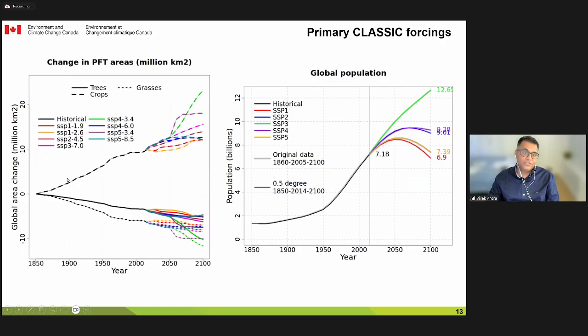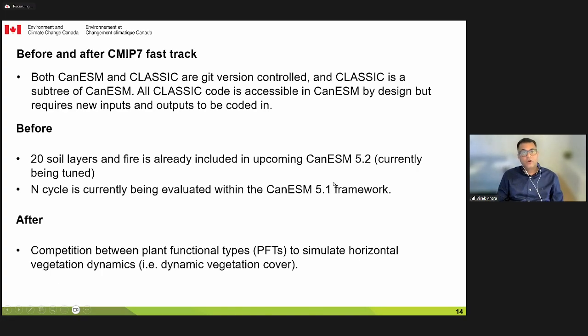The model is also capable of taking into account land use change. So going into the future, the areas of trees, grass, and crops change, and the population changes. This is the data that the model reads in. We are hoping that before the CMIP7 fast track model, we will have the 20 soil layers and fire, which are already included, plus the nitrogen cycle evaluated. After the CMIP7 fast track experiments, the MIPs will be continuing. The hope is that we will be able to put in competition between plant functional types to simulate horizontal vegetation dynamics as well. All right, I will stop here. Thank you.